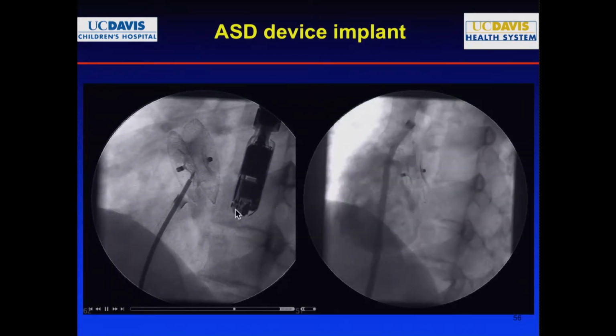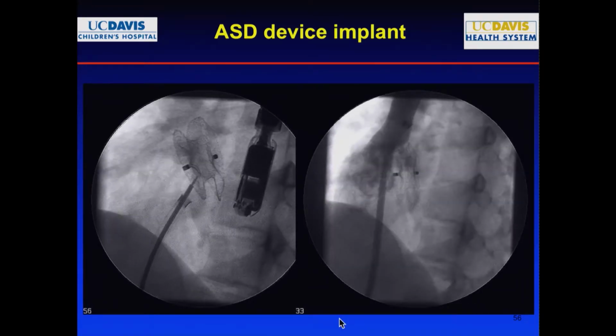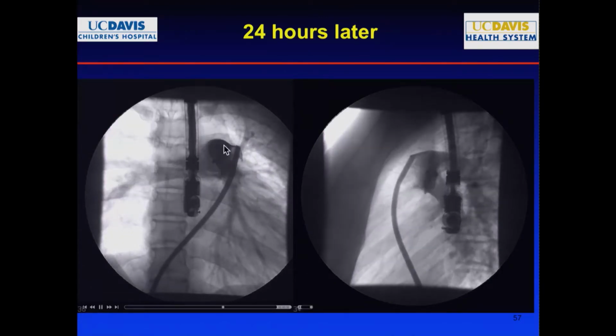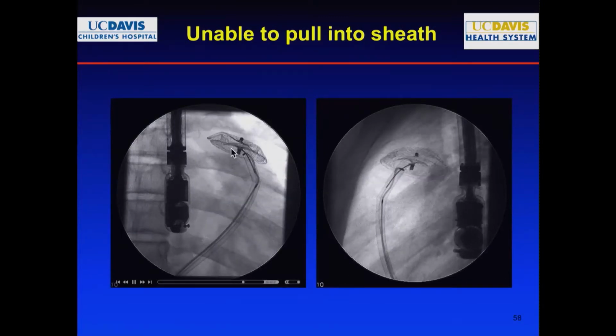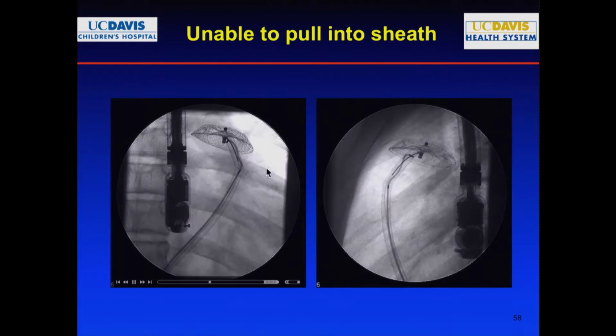So I've shown this in the past with an ASD device. It was in a good position in a teenage girl. 6 weeks later it is in the MPA. Actually, I said 24 hours, I think it was later than that. Anyways, not in a good position, so we went up there, we grabbed it, and we pulled it, and we couldn't pull it in. Well, what's wrong with this picture?